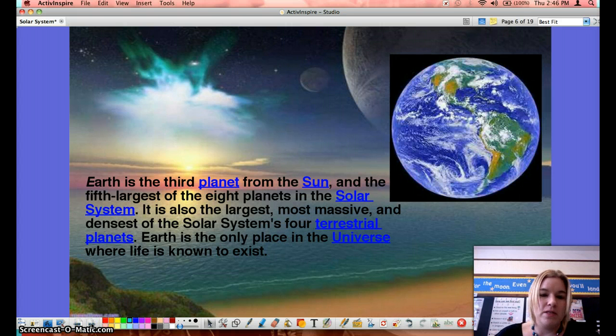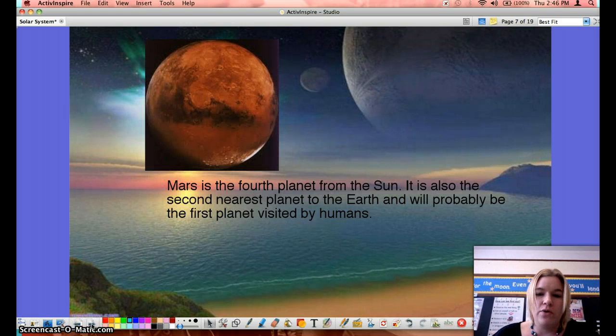Earth is the third planet from the sun. It's the 5th largest. It is the largest, most massive, and densest of the solar system's four terrestrial planets. It's the only place where life is known to exist. Mars is fourth from the Sun, second nearest to the Earth, and will probably be the first visited by humans.